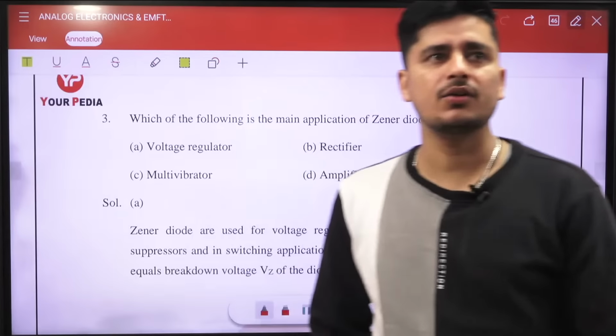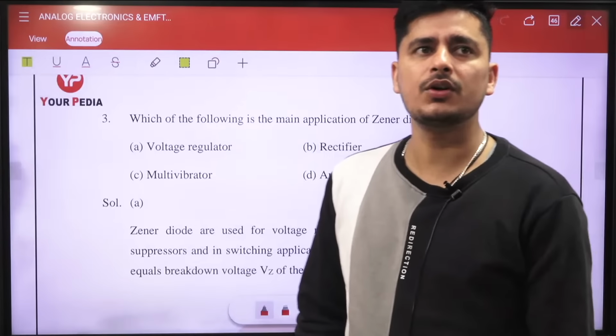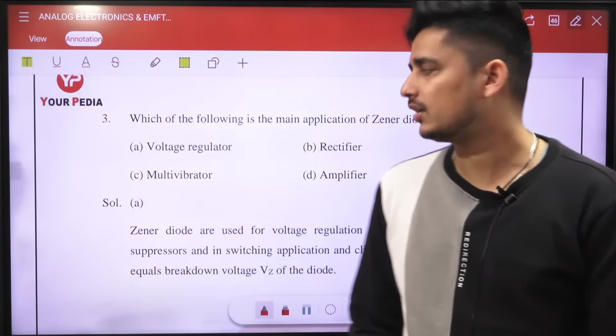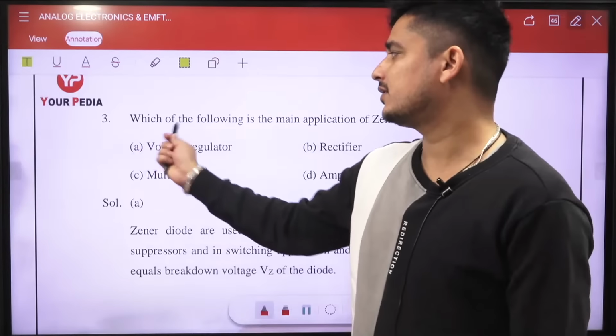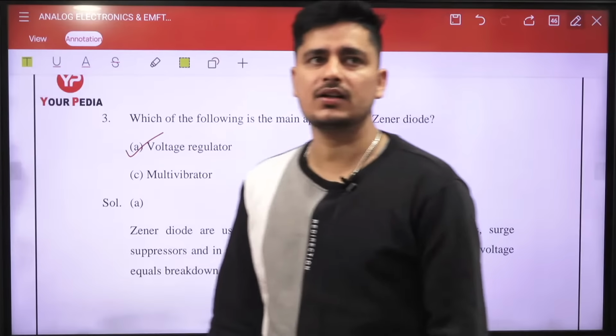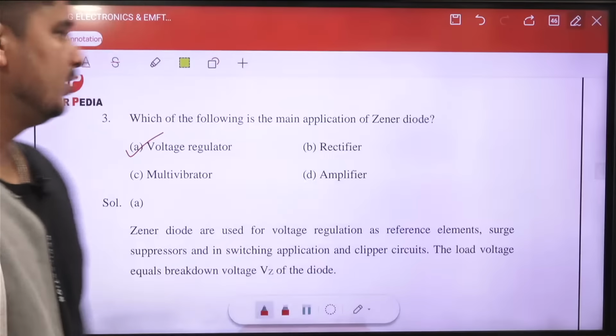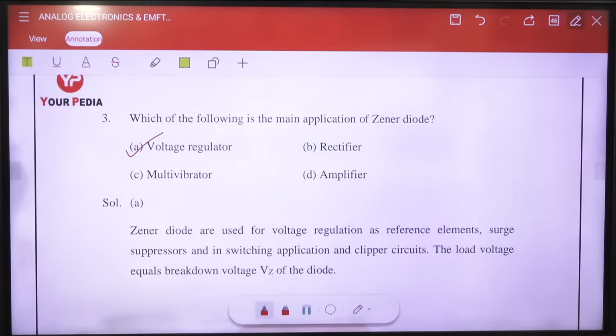The Zener diode is used for what? Voltage regulation. Correct. Most of the students are giving the correct answer. Zener diode is used for voltage regulation.